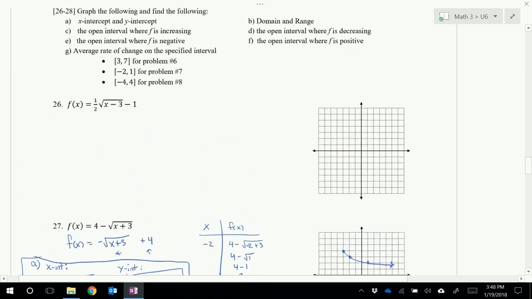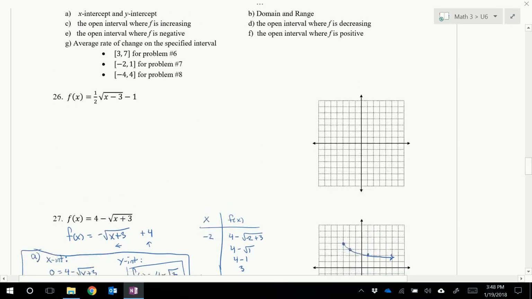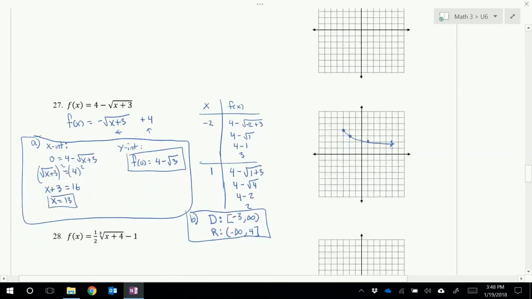Part C says what's the open interval where f is increasing, and part D is the open interval where f is decreasing. So for part C, it's increasing nowhere. In part D, it decreases everywhere over its domain. And they want the open interval, so we'll use parentheses only, so from -3 to infinity.